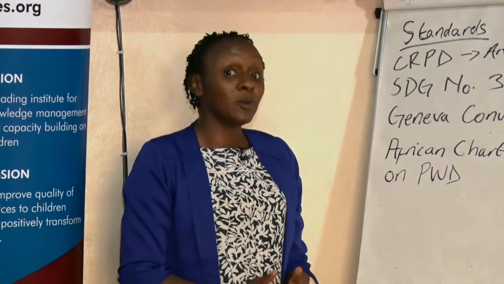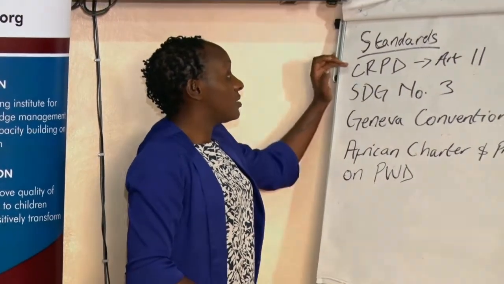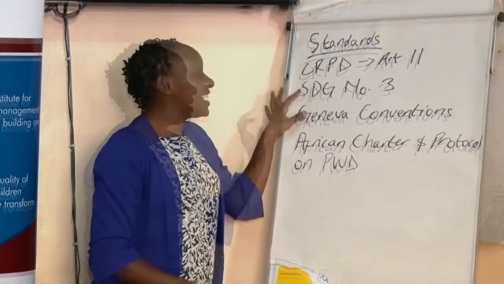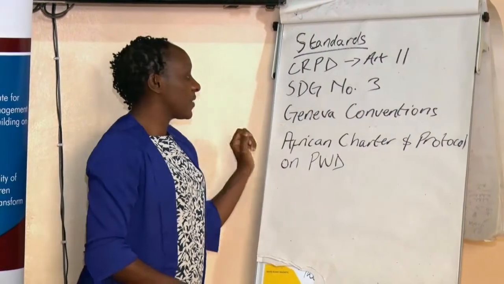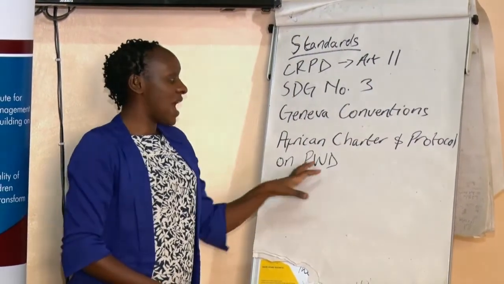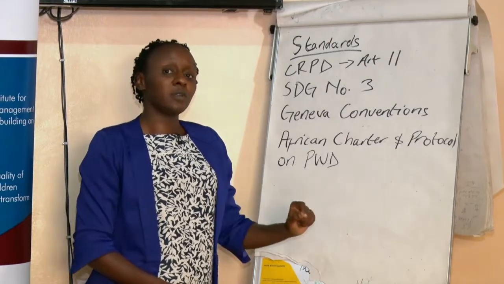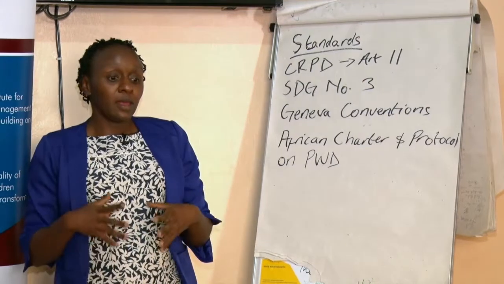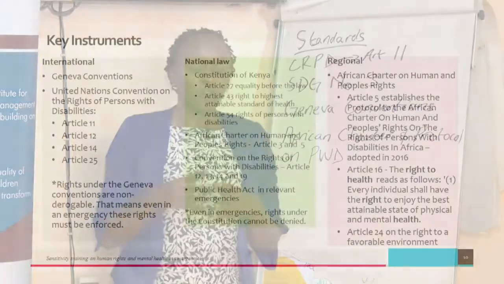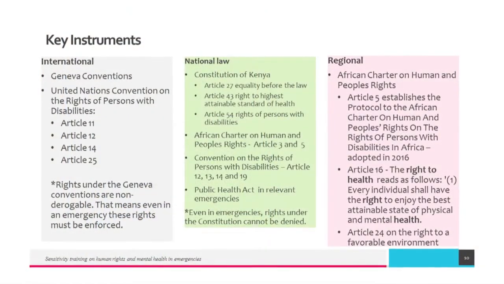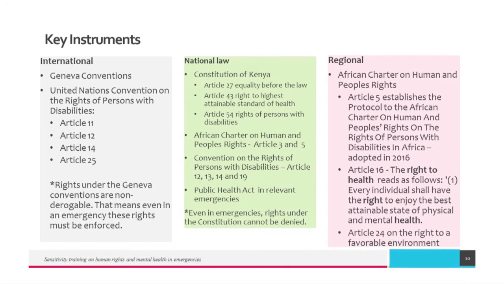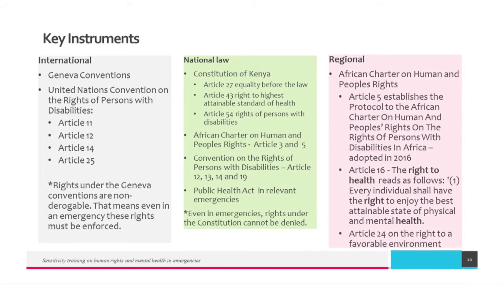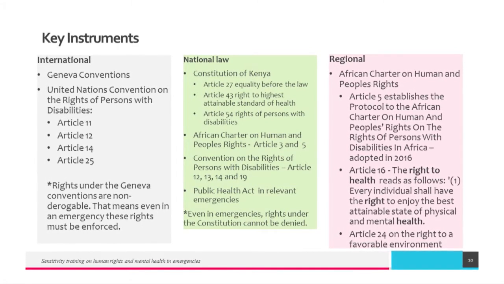The standards that we're looking at here are Article 11 of the Convention on the Rights of Persons with Disabilities, Sustainable Development Goal number 3, the Geneva Conventions, and the African Charter on Human and Peoples' Rights, including the Protocol on Persons with Disabilities. Now, when you look at the Convention on the Rights of Persons with Disabilities, Article 12 recognizes that as a person with disability, I have the right to make my own decisions and participate in making my own decisions.